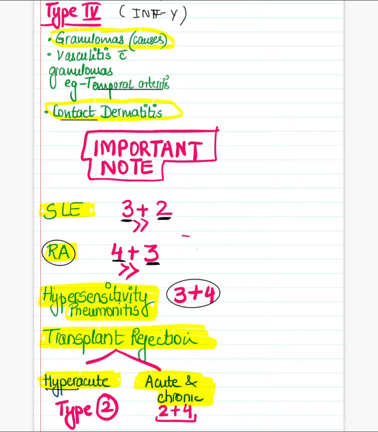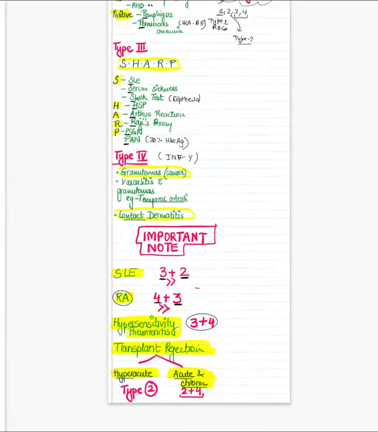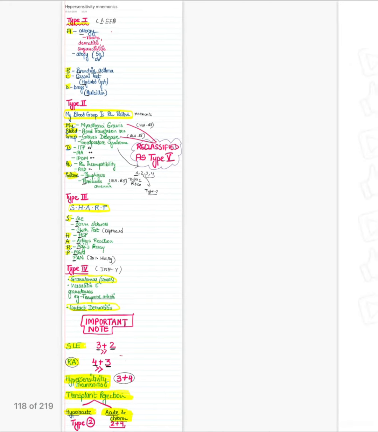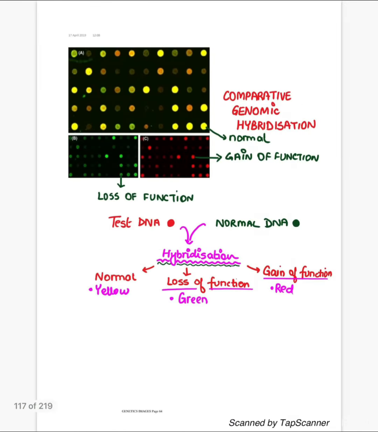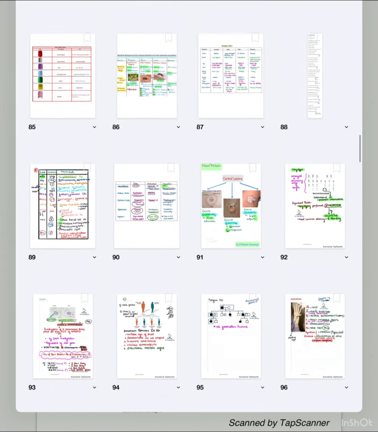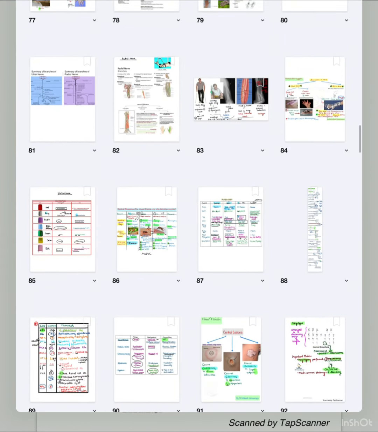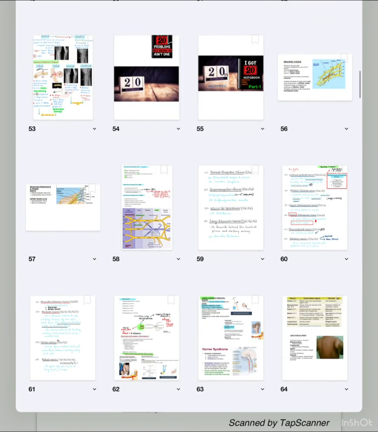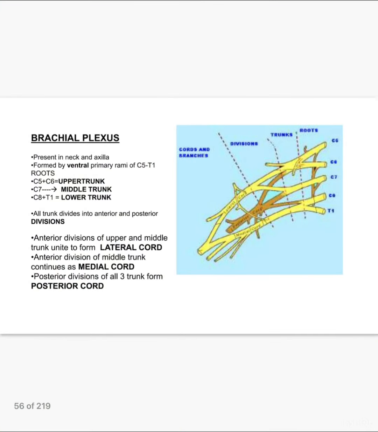Then transplant rejection, guys. There is hyperacute, acute and chronic, guys. Acute means less time, chronic more time. That is type 2 plus type 4. Hyperacute is sudden, guys. That is type 2, guys. Okay. So this was about your hypersensitivity mnemonics, guys. Now we are done with this hypersensitivity mnemonics part, and we are done with quite a lot of miscellaneous parts, guys. Okay. So now let's get started with the next target, guys.